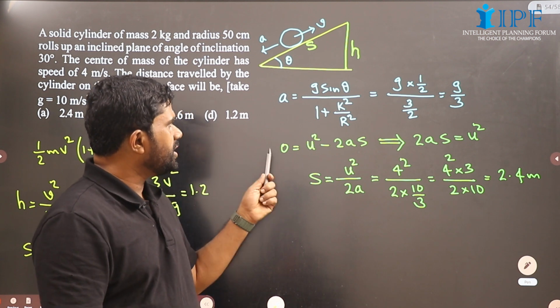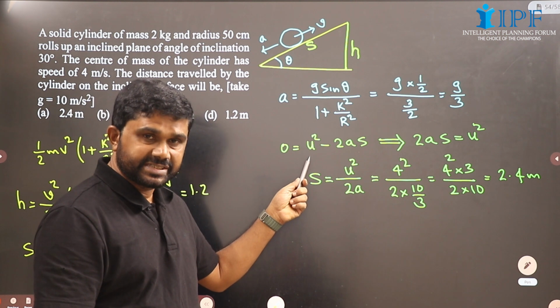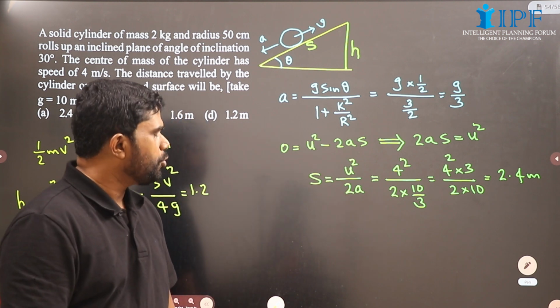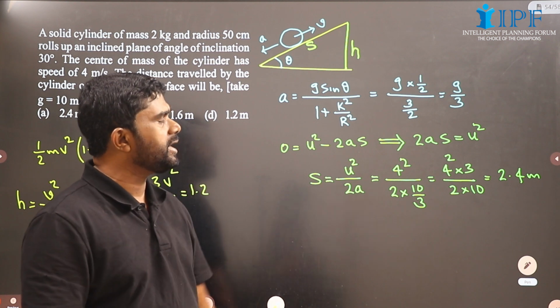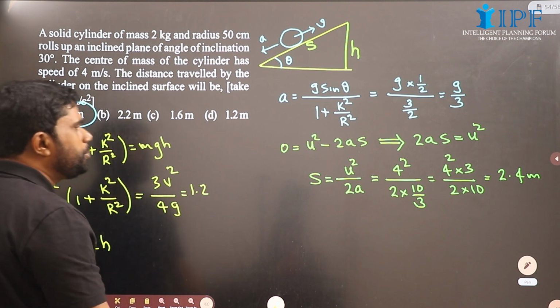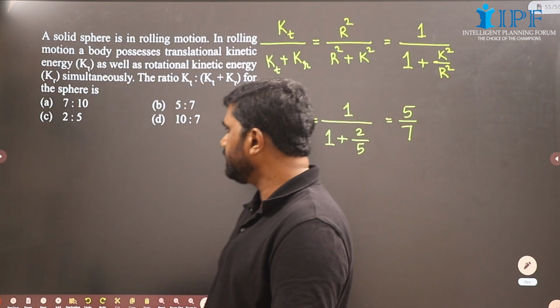Now we can apply v square equal to u square plus 2as. Here the acceleration is negative, so it will be u square minus 2as. Final velocity is 0. So s is equal to u square by 2a, and that we will get 2.4 meter. Okay, this one, 2.4 meter. Now see the next question.